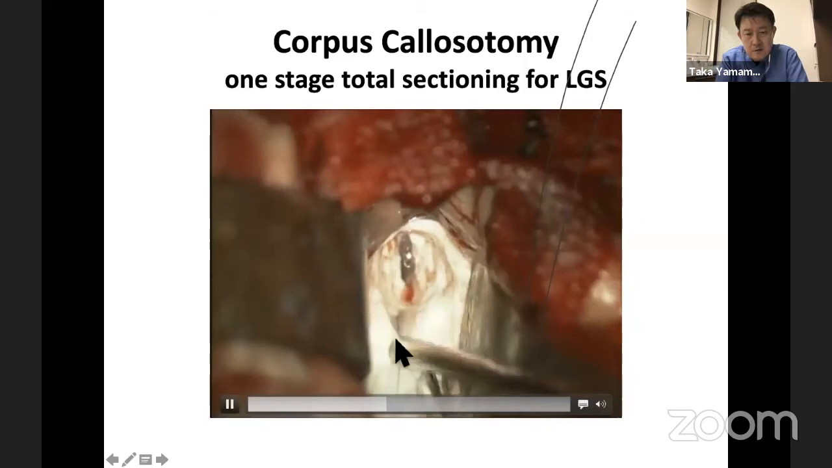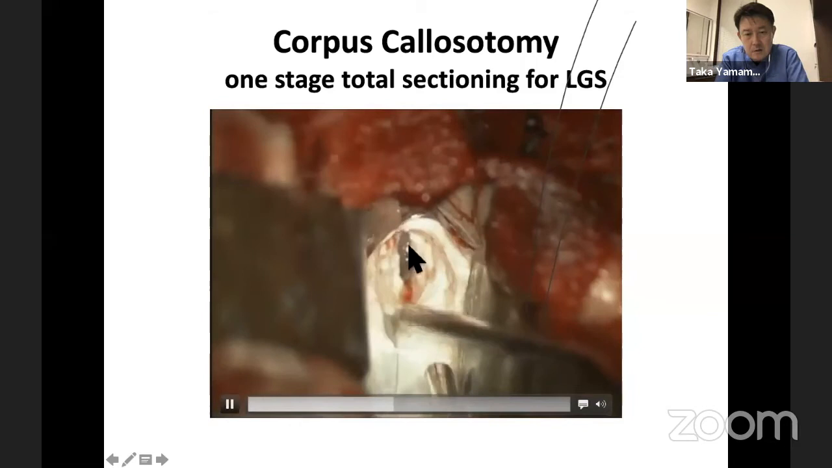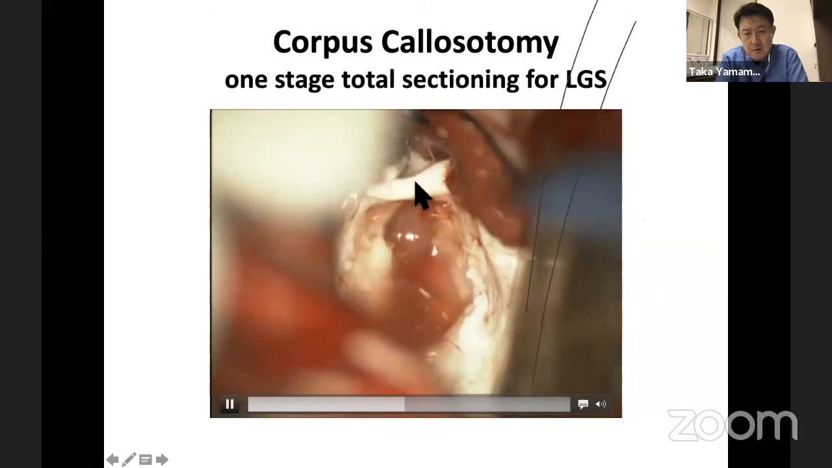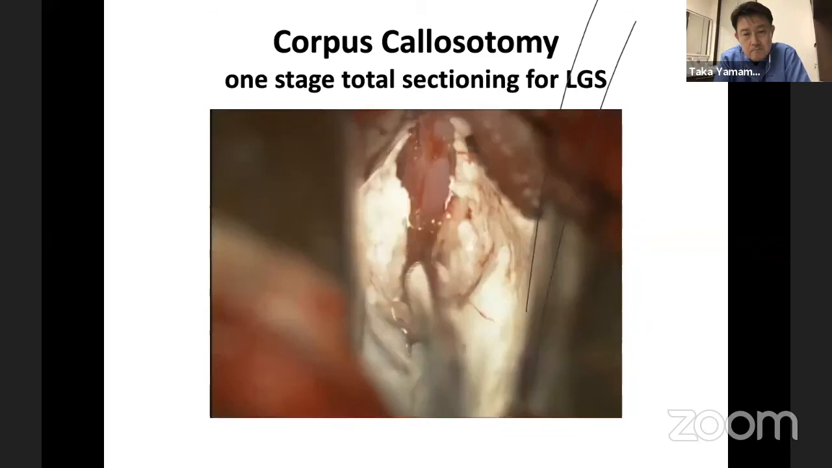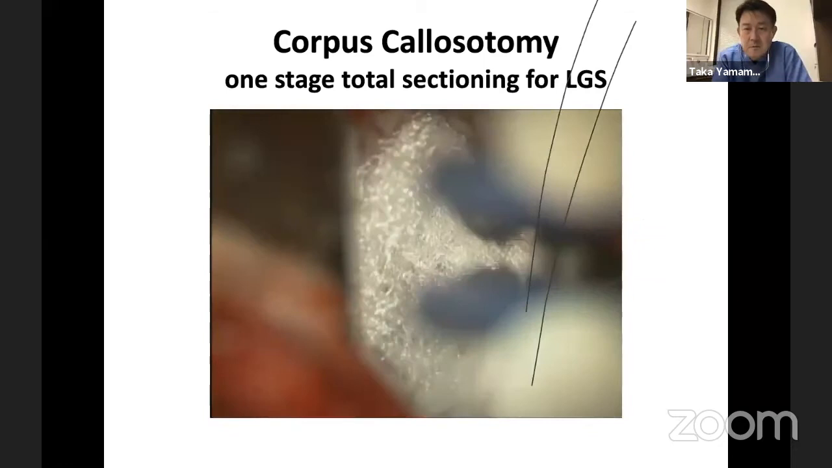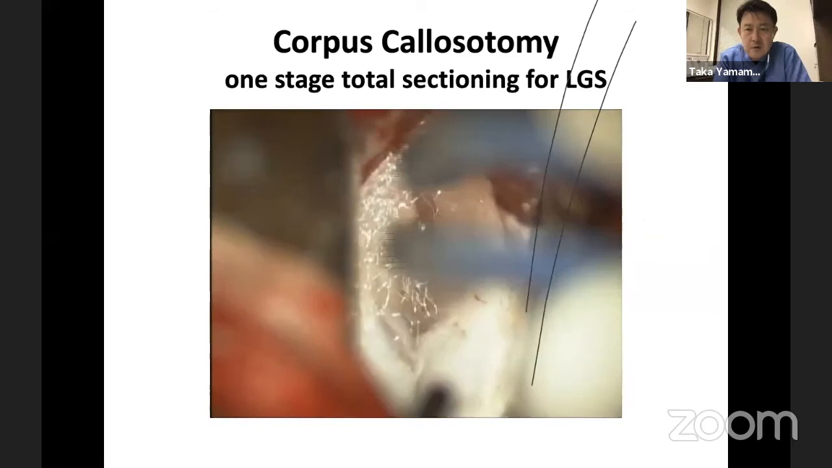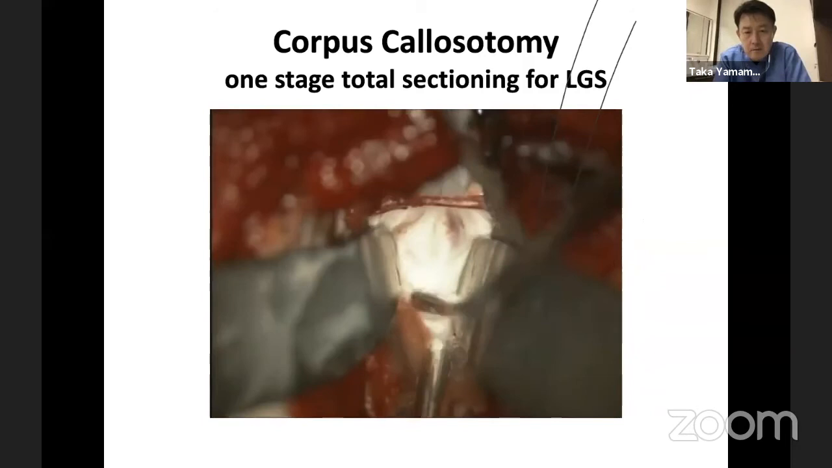See, this is splitting the callosum here. And also, this is a residual part of the genu, and we can cut this. So the anterior part is completely resected, and then we go back to the posterior part of the callosum.